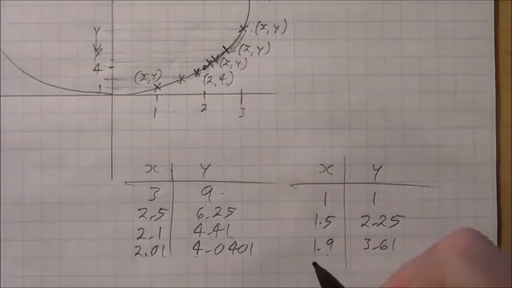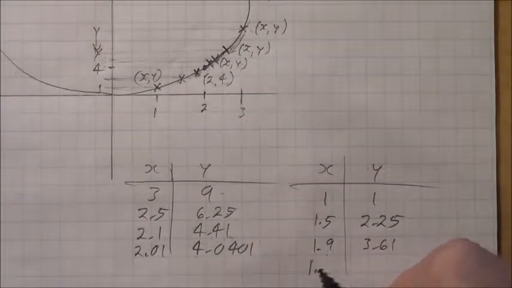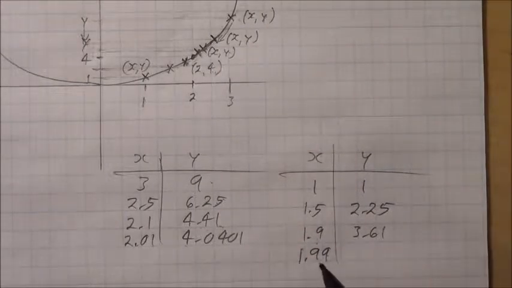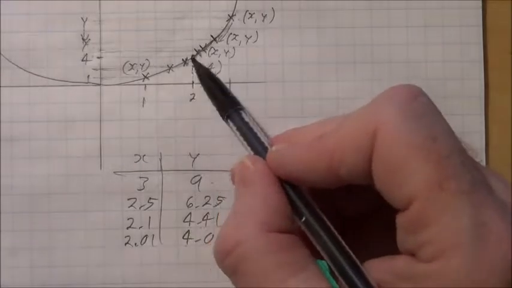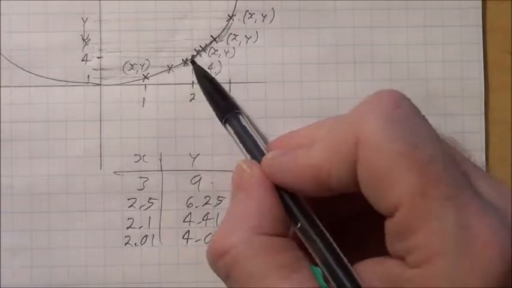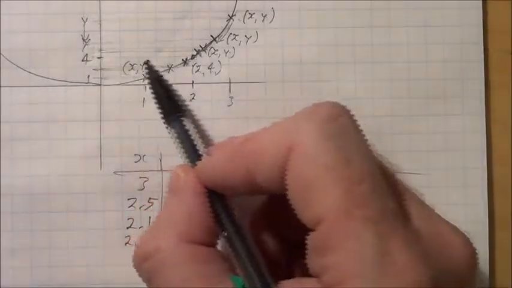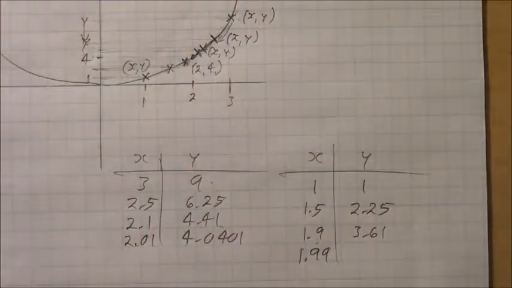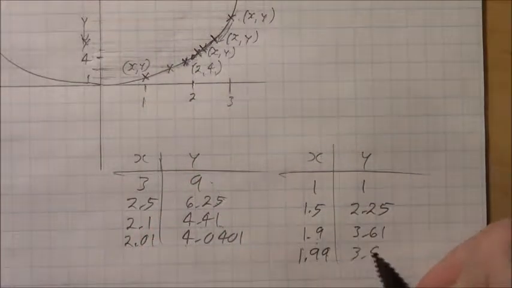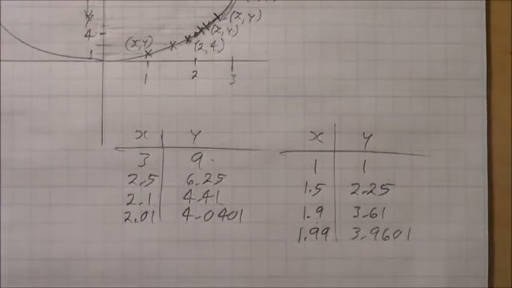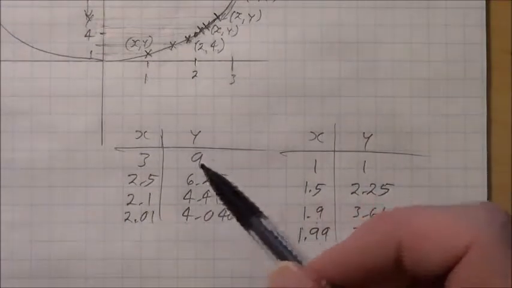And then I can do one more. I can do as many as I want, really, but so we don't belabor the point, let's go up to 1.99. When I see the y value, x has slid along even closer to the x value of 2, and the y value of that new point is now even closer, so it's 3.9601. So notice the pattern that's developing here.